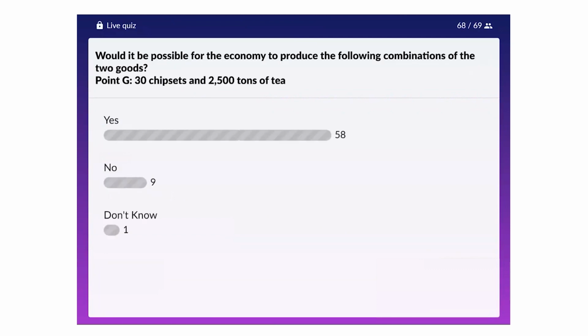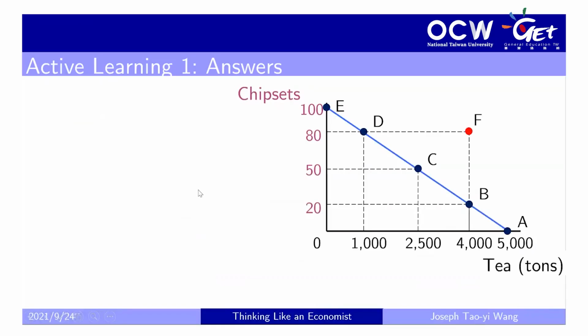Okay, so now time's up. 58 of you say yes, 1 says don't know, and 9 of you say no. And the answer is yes. Okay, so most of you got it. Oh, you guys are so good. Let's look at point F.